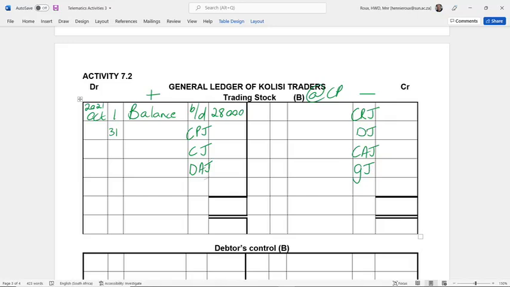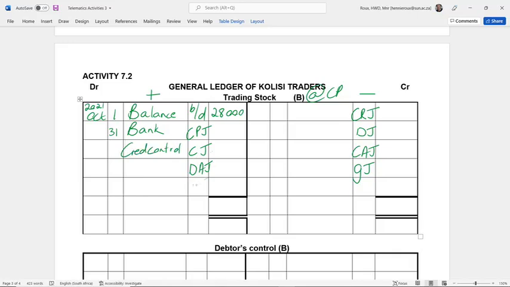DAJ, DJ, always on opposite sides of an account. The same with CJ and CAJ. They can never be on the same side of an account. They must always be on opposite sides. In the CPJ, we debit trading stock and we credit bank. That's the contra account. In the CJ, we buy and credit. We debit trading stock. We credit creditors control.